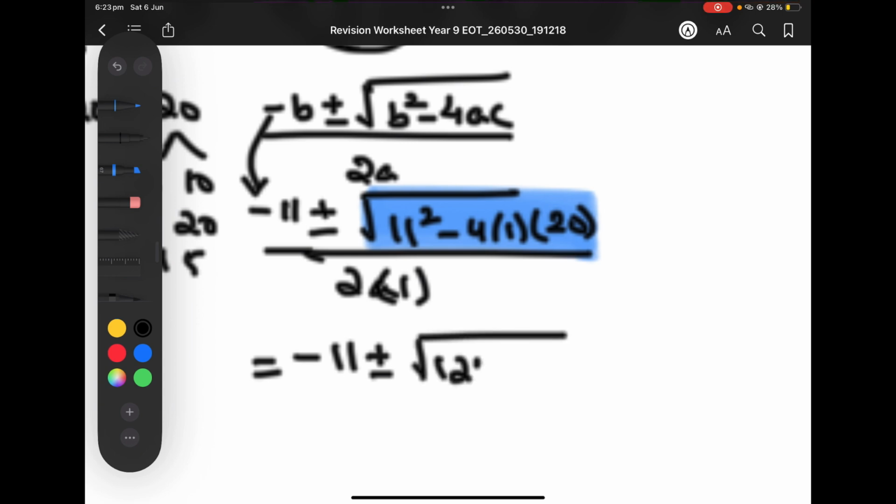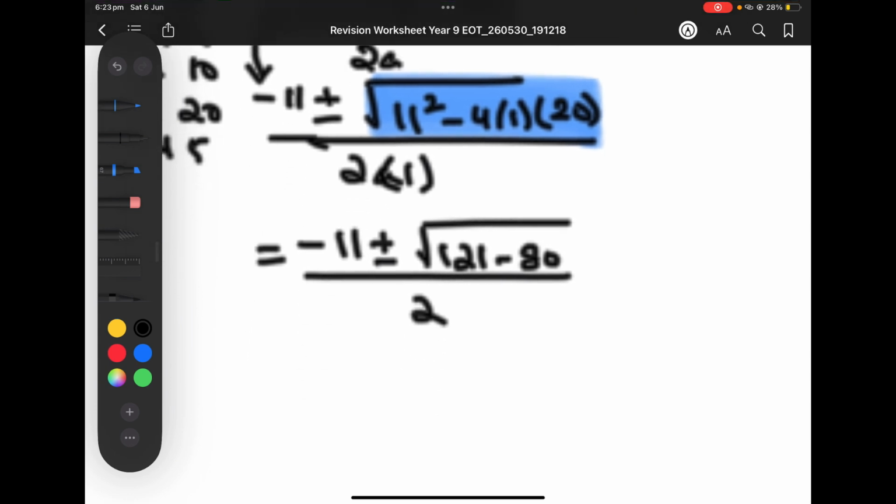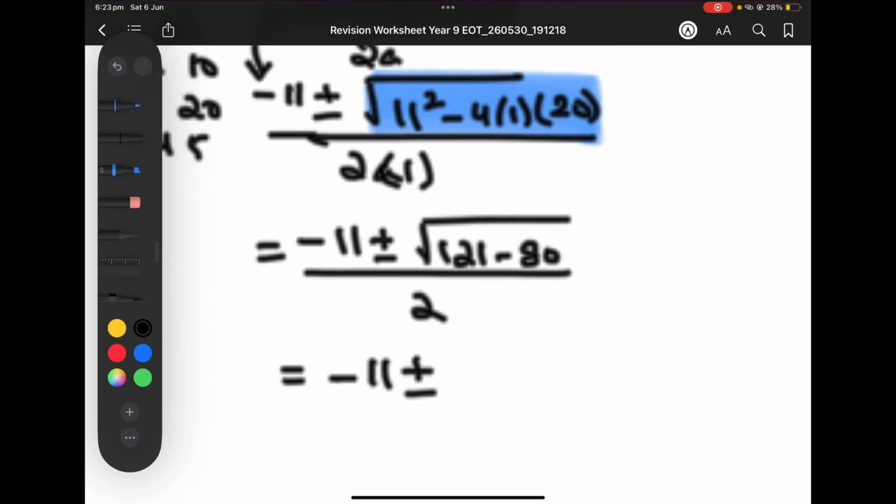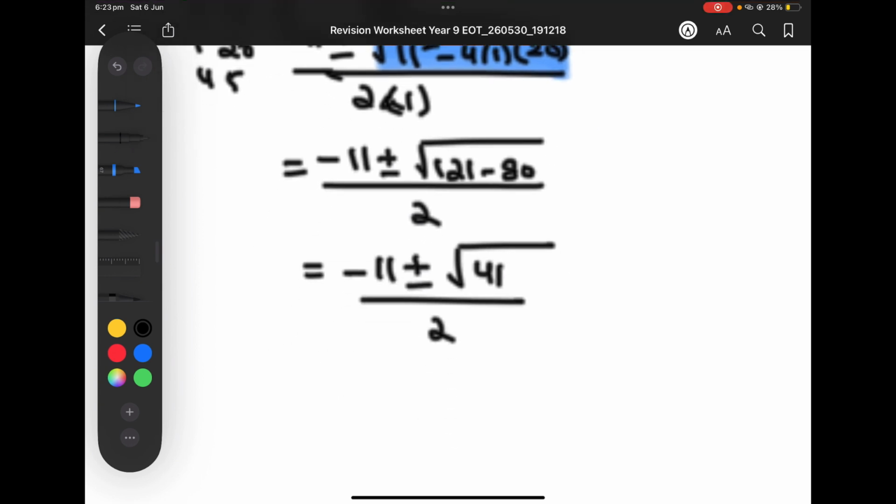Solve, it becomes 121 minus 80, divided by 2. Again, what do you do? You simplify it further. Minus 11 plus or minus root of 121 minus 80 turned out to be 41, root of 41 over 2. Then further, you calculate root of 41. I switched off the calculator, sorry. Root of 41 turns out to be 6.40.